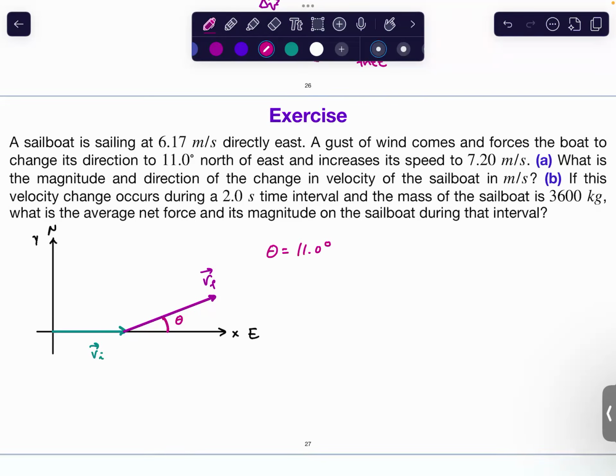It is 11 degrees, but let's think about our system. We know we're going to have to do a change in velocity, so it's going to be final minus initial. So let's draw this in a way that would look like a vector subtraction, and this one's just going to be an initial estimate of what this is going to look like.